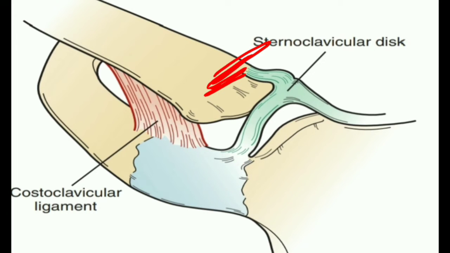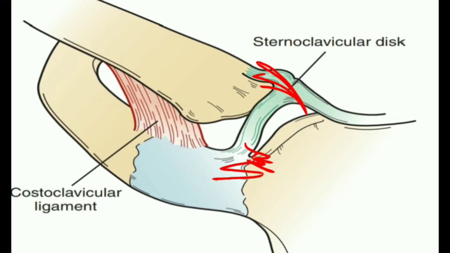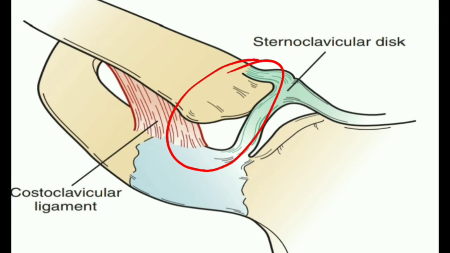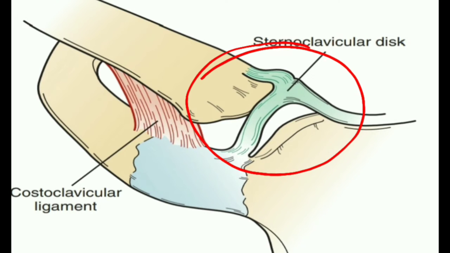This one is the articular disc, the sternoclavicular disc. The disc of the sternoclavicular joint is fibrocartilaginous in nature. It has a superior attachment over here, and the lower portion is attached to the manubrium and the first costal cartilage. This is the manubrium, and this is the first costal cartilage. And this disc divides the joint into two. Thus, this is the sternoclavicular joint disc, which is a very important structure.